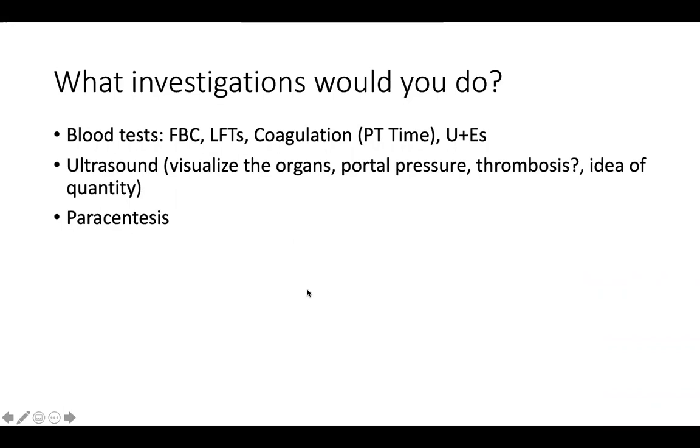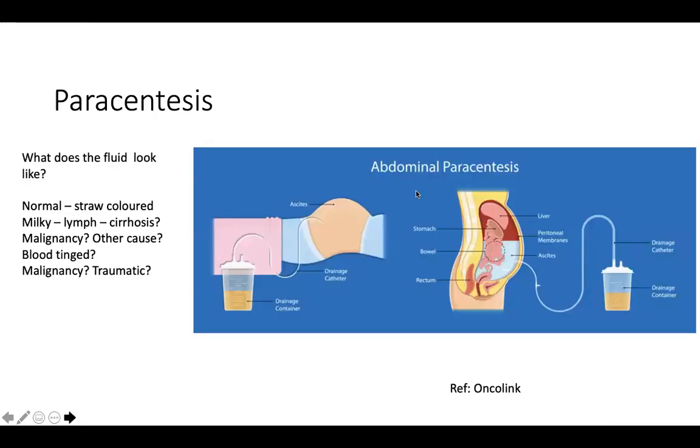Okay, investigations you want to do are FBC, LFT, COAG, using these. You want to be thinking of doing ultrasound and then paracentesis, which is basically the abdomen version of thoracocentesis, which makes sense.